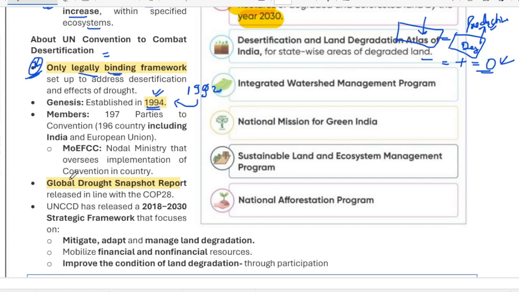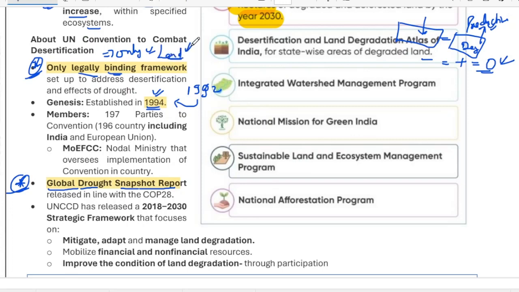Now it launches a report like the Global Drought Snapshot Report. This report is launched by UNCCD. You must remember it. Another thing that has not been mentioned here, and I want to tell you, is that UNCCD is the only convention which deals with the land.